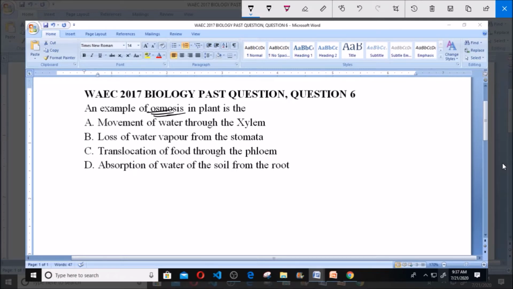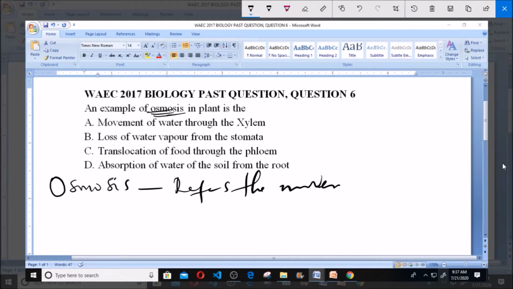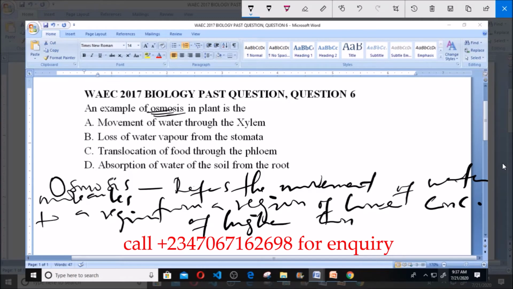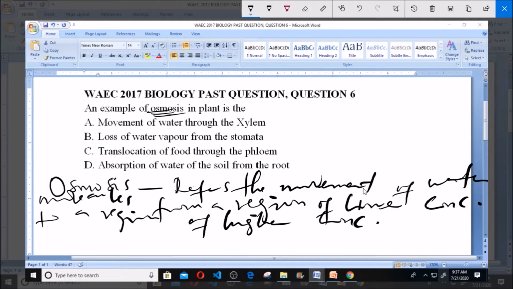Now you ask yourself, what is osmosis? Osmosis refers to the movement of water molecules from a region of lower concentration to a region of higher concentration. Like I said, osmosis is the movement of water molecules from a region where the concentration is low to the region where the concentration is high.